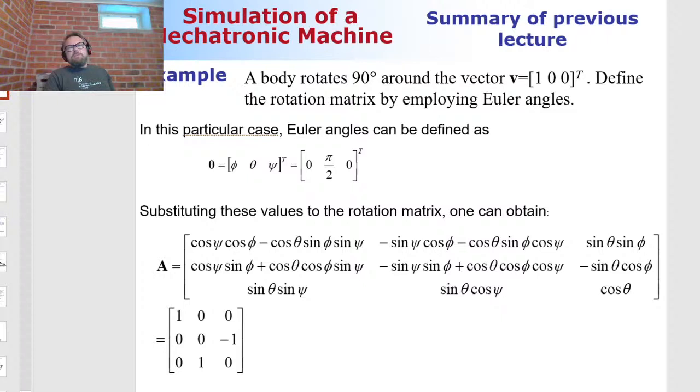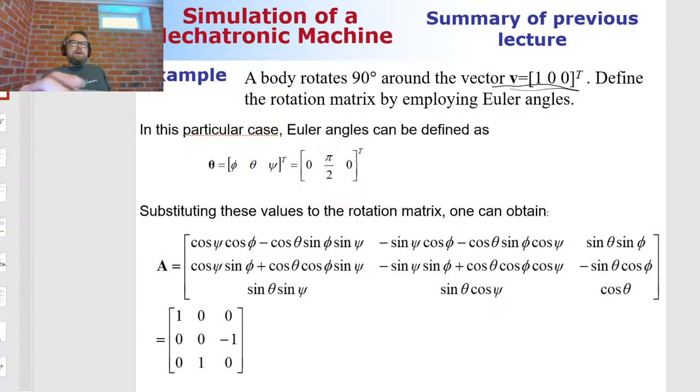But prior to that first weekly homework, the second weekly homework, let's look at an example. So I have here a body that rotates 90 degrees, which is π divided by 2 in radians, around the vector that, as you can see, describes the x-axis because it's 1, 0, 0. So in three-dimensional space, it's obvious that that's the x-axis. Now I'm asking you to define the rotation matrix by employing Euler angles. It's a similar question to the one that I'm asking you to solve, except that the one you have to solve is a bit more challenging than this.